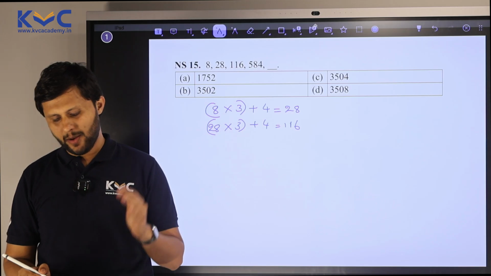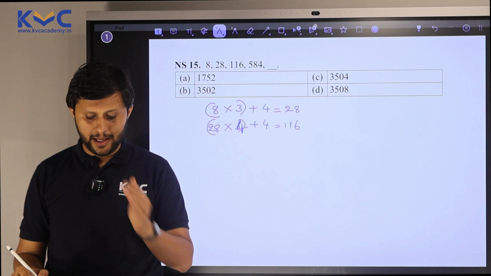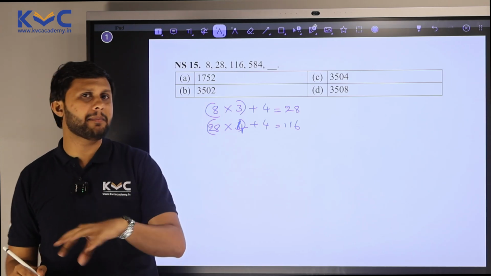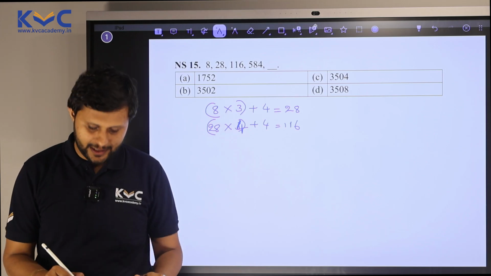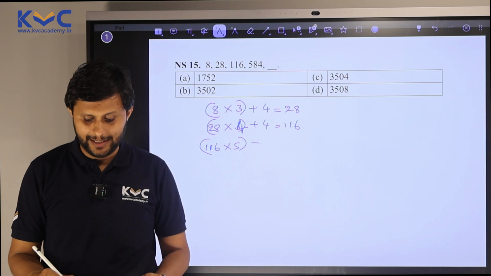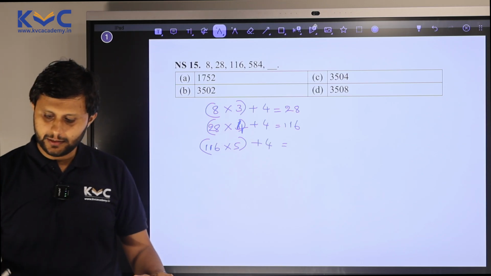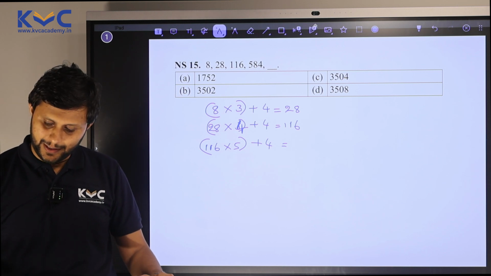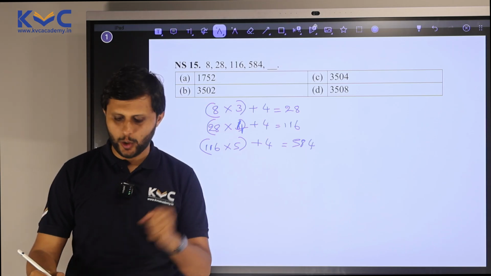So now maybe we'll have to multiply. So in fact, this is multiplied with 4, right? Yeah. We'll have to multiply with the number 1 more than we multiplied with the previous one, and then add 4. Let's check this now. 116 into 5 plus 4. If this satisfies, then I know the logic. 116 into 5 plus 4, which is equal to 584. Yes, I got the logic.